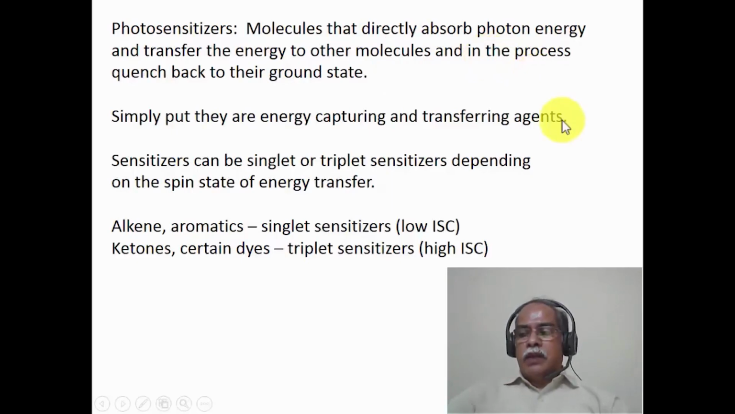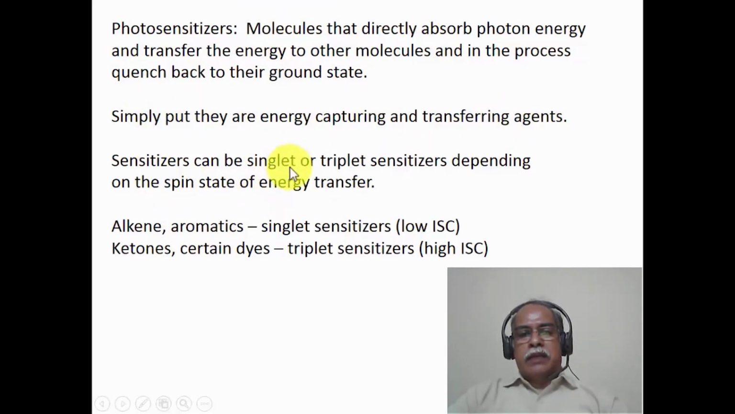Now let us define what photosensitizers are. Photosensitizers are molecules that directly absorb the photon energy and transfer the energy to another molecule, which is a starting material for the photochemical reaction, and in the process the photosensitizer quenches back to its ground state. In other words, this is purely an energy absorbing and energy transmitting molecule. It does not undergo any photochemical reaction by itself. It is almost like a catalyst, except it is not catalyzing the reaction. It is only promoting the transfer of energy from the photon to the other molecule. Simply put, it is an energy capturing and transferring agent. That's all a photosensitizer is about.